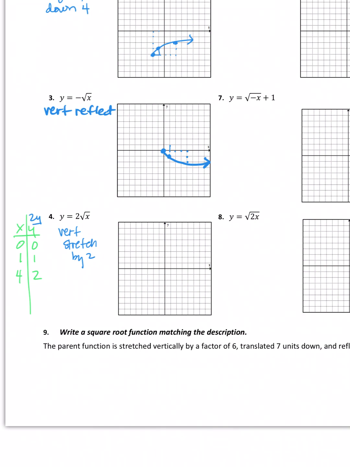So it's starting still at the origin. It's not going left, right, up, or down, so it's still going to go here. I go over 1, but instead of going up 1, I'm going to go up 2. I'm going to go over 4, and instead of going up 2, I'm going to go up 4, 1, 2, 3, 4. So it's stretching it vertically. That's how you're going to show me a vertical stretch.